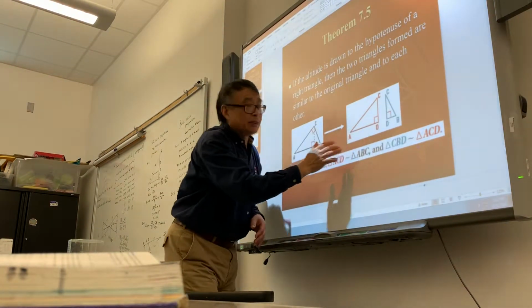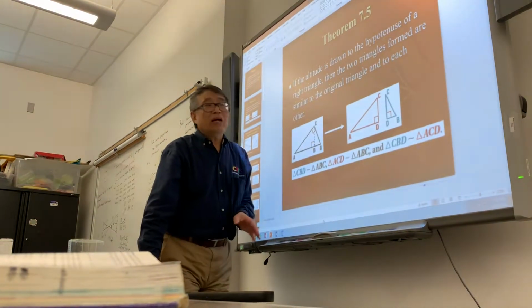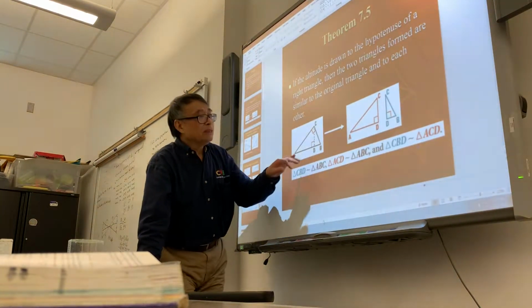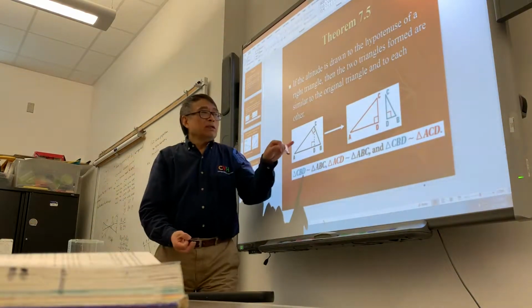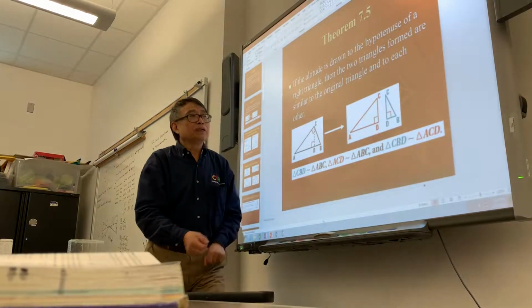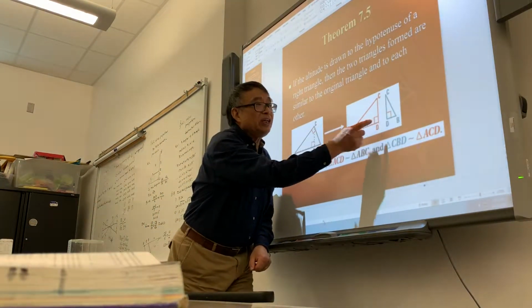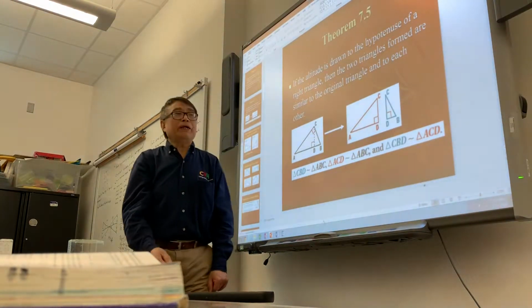Those two triangles and the original triangle are similar. How to prove? I prove again. We learned AA is one of the three rules. In triangle ABC, C is right angle. Triangle ACD, D is right angle. One angle, right, one angle, pair.